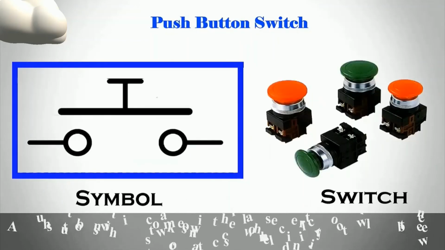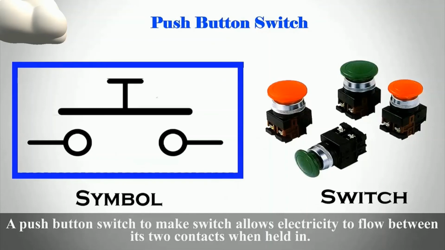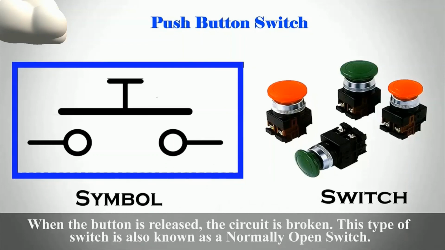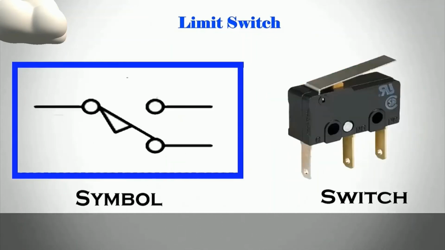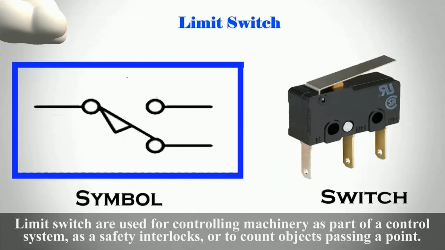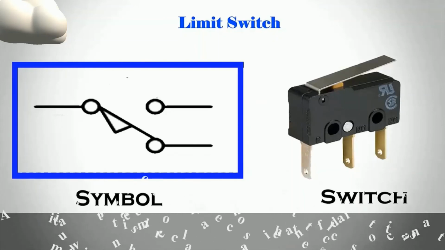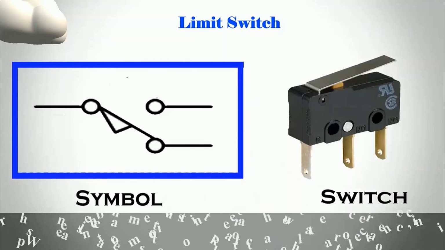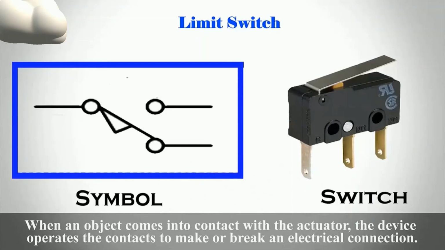Push button switch. A push button switch is a make switch that allows electricity to flow between the two contacts when held in. When the button is released, the circuit is broken. This type of switch is also known as a normally open switch. Limit switches are used for controlling machinery as part of control systems, such as safety interlocks, or to count objects passing a point. A limit switch is an electromechanical device that consists of an actuator mechanically linked to a set of contacts. When an object comes into contact with the actuator, the device operates the contacts to make or break an electric connection.